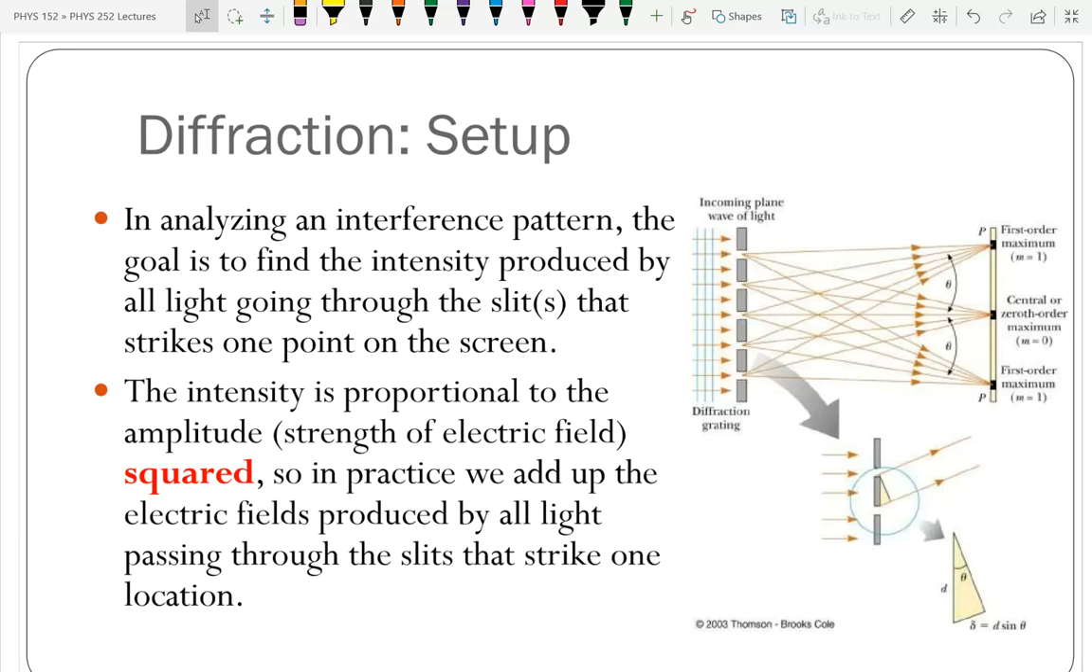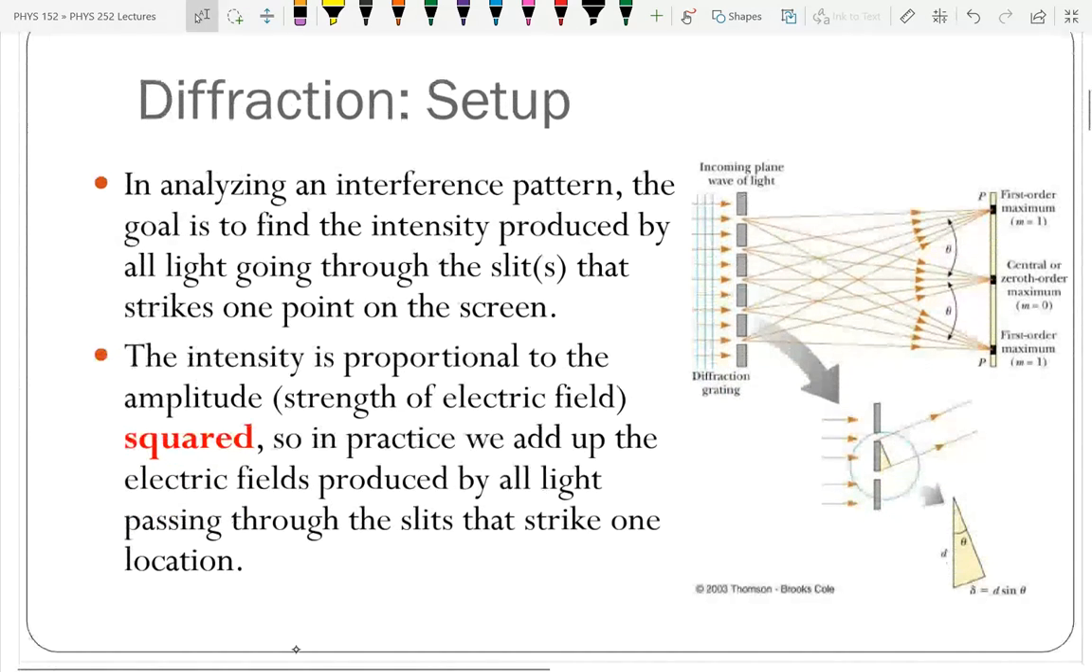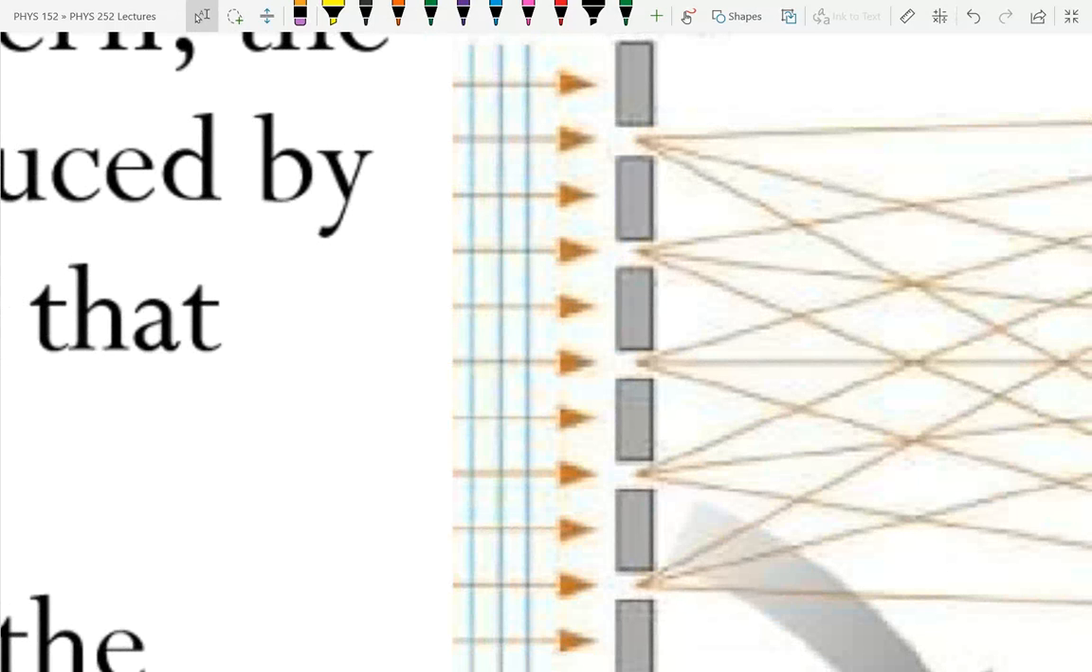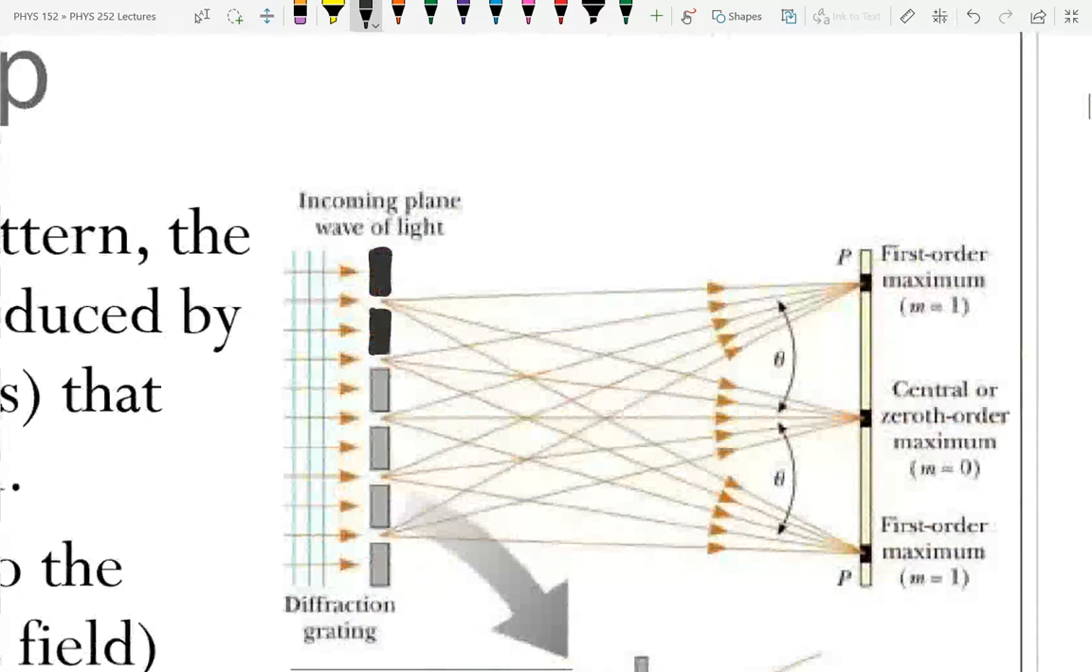So I'm going to plug this and get to it. So here's the setting of our geometry. We have coherent light coming in and hitting these slits. So each little gray region is the obstruction, and the hole between it, of course, is the slit. And so light goes through those slits.